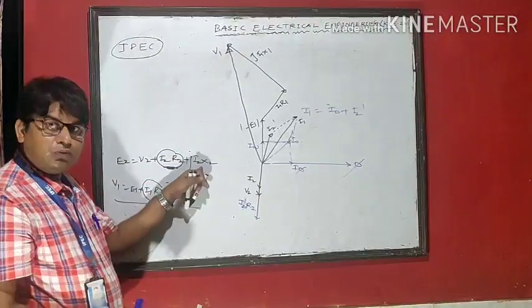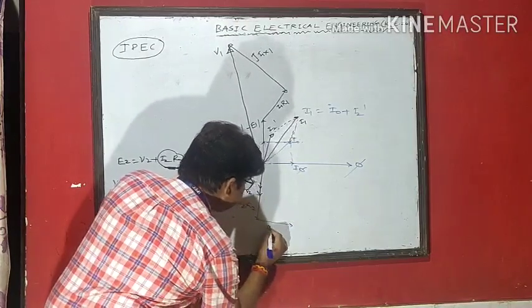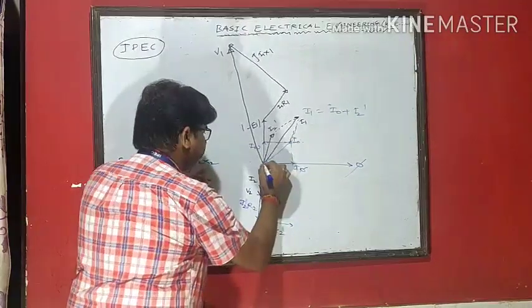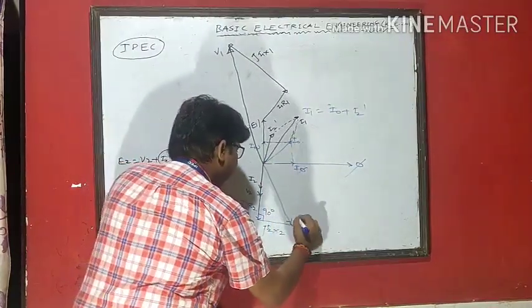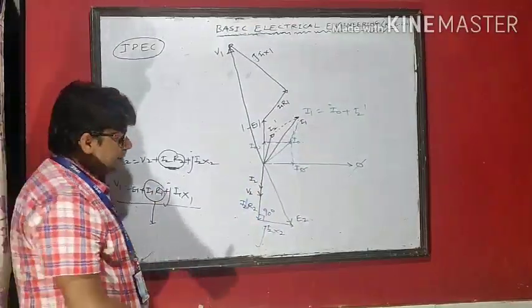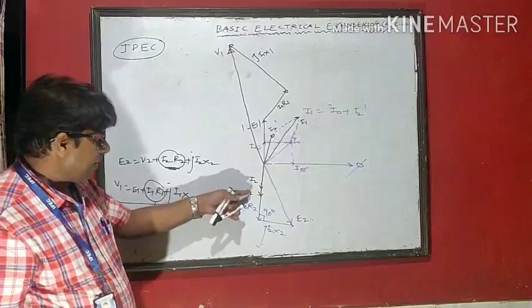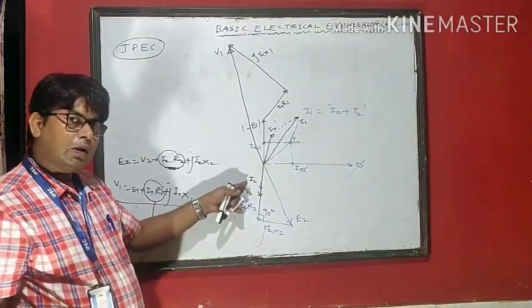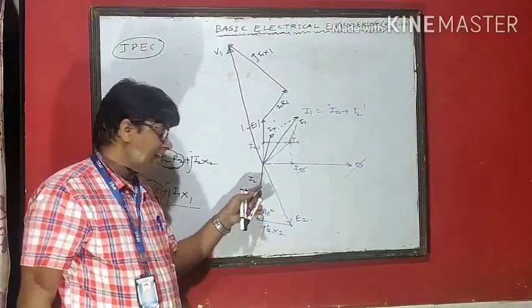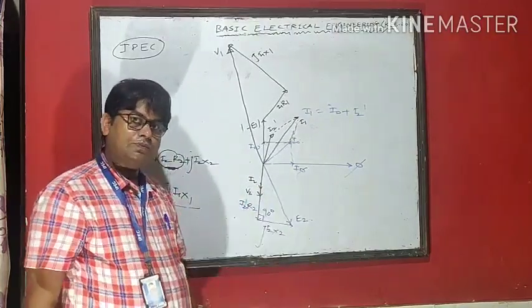Similarly, I2 X2 is 90 degrees from this line. Then this is your I2 X2, meaning j I2 X2. This is 90 degrees. Then this is your EMF E2. And the angle between V2 and I2 is phi 2. When the load is inductive, I2 is lagging. That means V2 is taken this way, and I2 is lagging by angle phi 2.